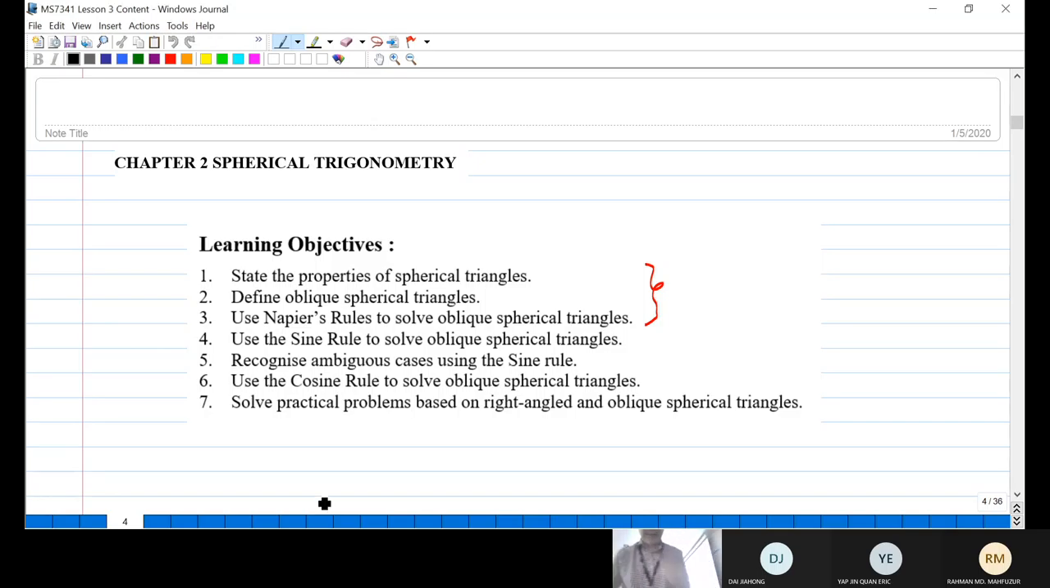So for this chapter, we're going to cover, maybe today we can at least cover 1, 2, 3, maybe not 1, 2, 3 there. Properties of spherical triangle, and define what is a right spherical triangle, and use Napier's rule to solve the oblique spherical triangle. Hopefully we can reach there, but if not, then we continue tomorrow.